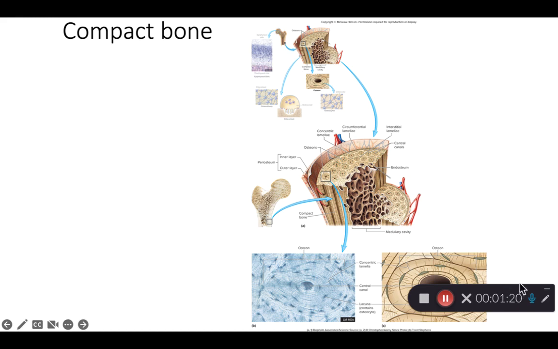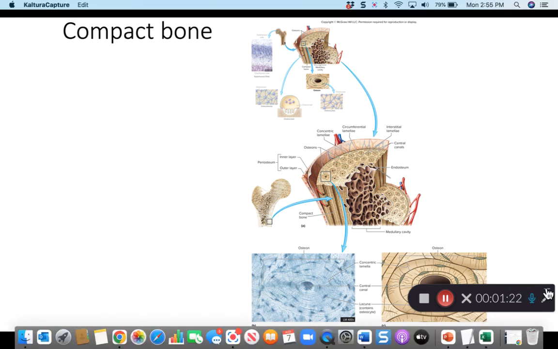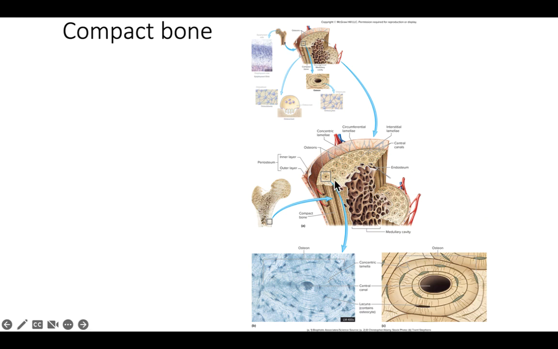This is your book's version, just getting a little more detailed. We're now taking one of those osteons, and we can see it as a layered cylinder with a central canal right in the middle. These little dots in here are the actual osteocytes. Those are those bone cells, and they sit in these little compartments called a lacuna. If you remember, we learned about those in cartilage as well. So that's the cross section of an osteon.